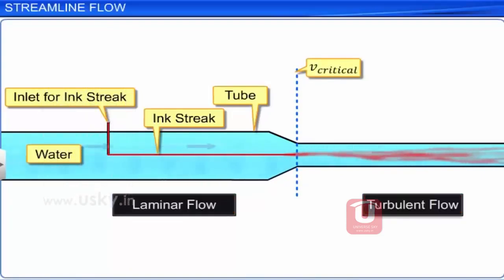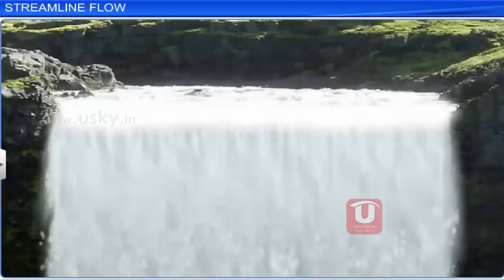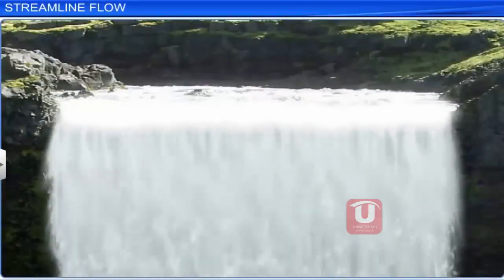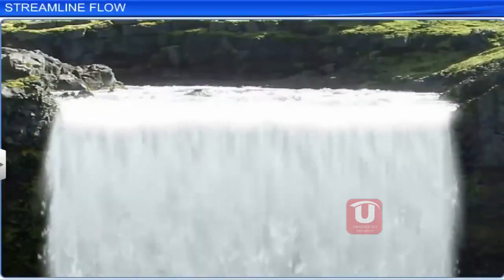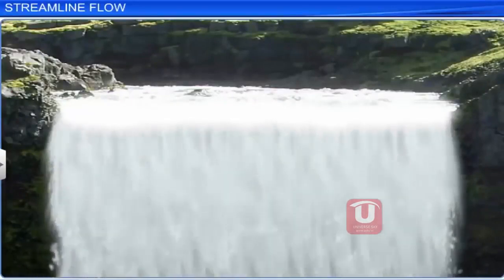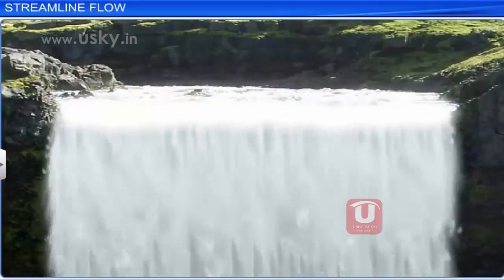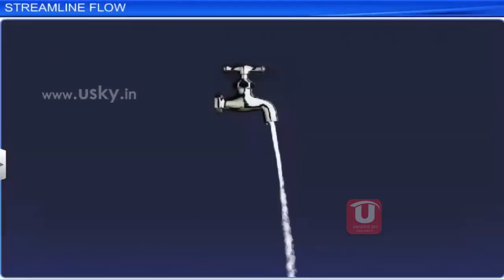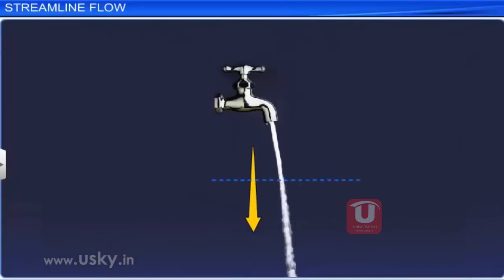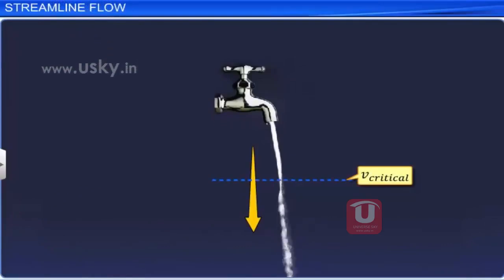Critical velocity is the velocity of a liquid at which its flow changes from laminar to turbulent. The speed or the direction of the flow varies in turbulent flow. Thus, the motion of water in a waterfall or a fast-flowing river is turbulent. In the case of water flowing out of a tap, the velocity of water increases as it descends. Thus, at a particular point, the velocity of the water crosses its critical velocity and the flow of water changes from laminar to turbulent.